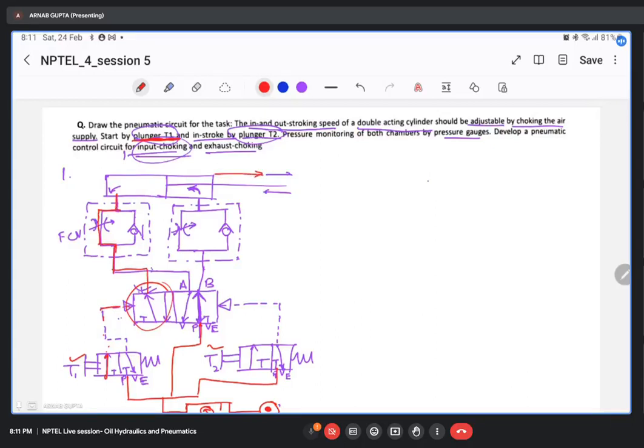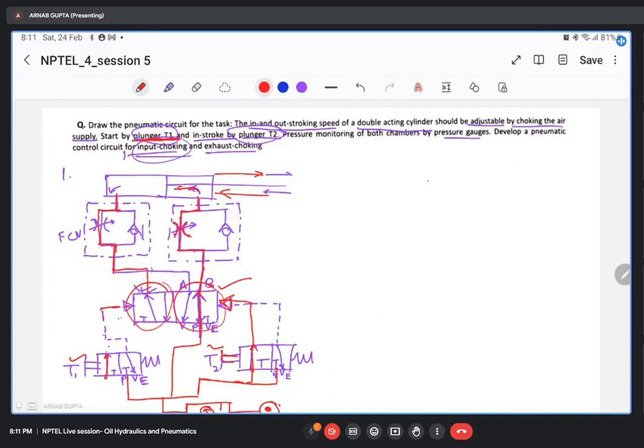Okay. Next, after it has extended, when you press this T2 plunger, then this particular configuration will be active and from here it will flow to here, and this particular configuration of ports will be there and it will flow through this particular metering circuit, which is again input choking, and it will flow here. So that is the retraction.